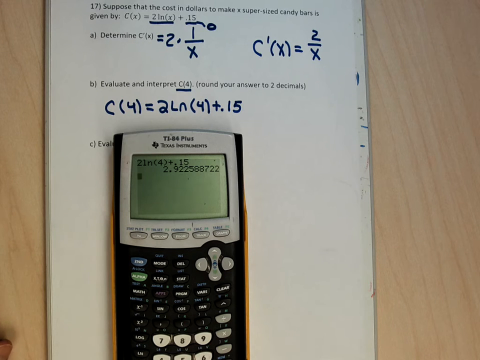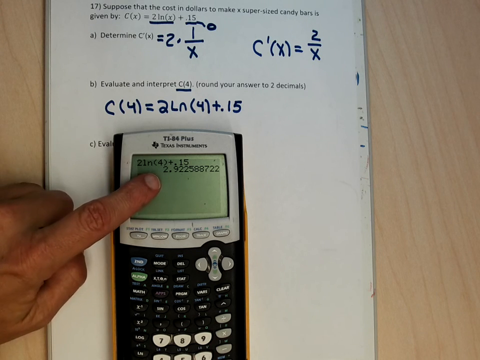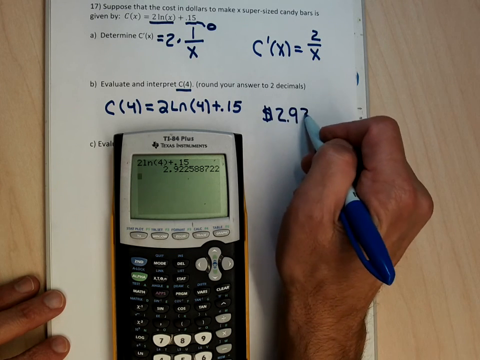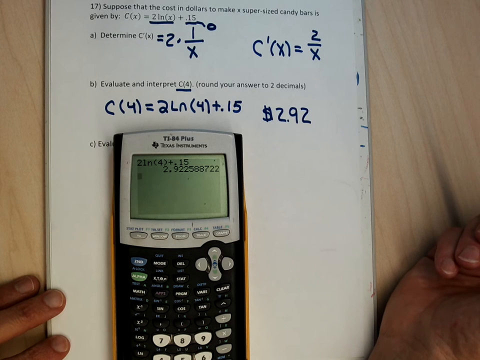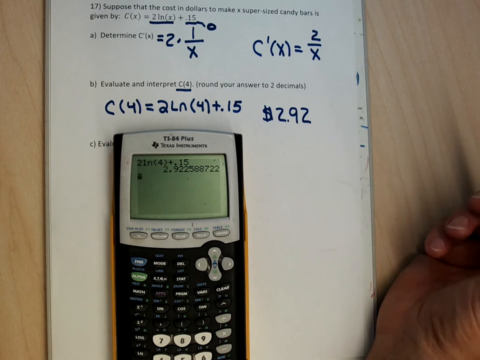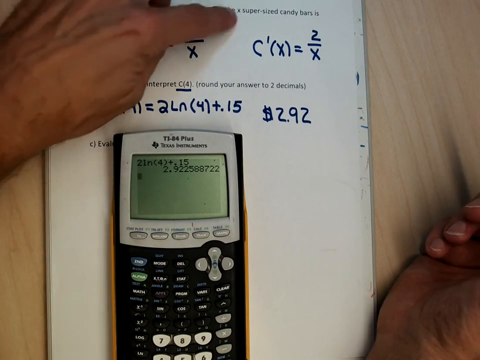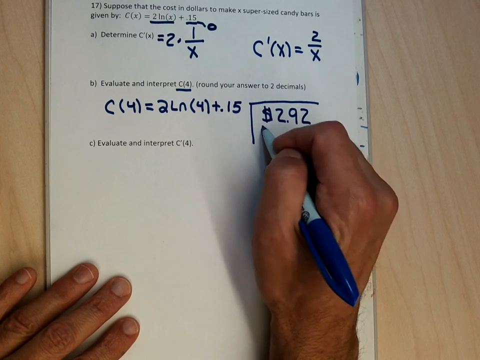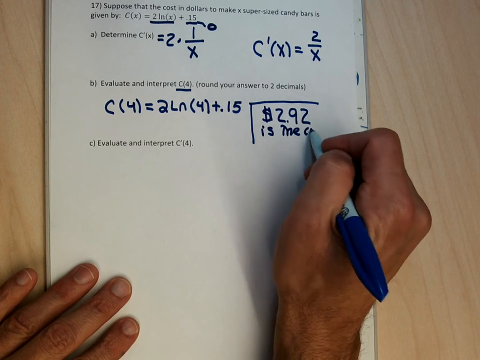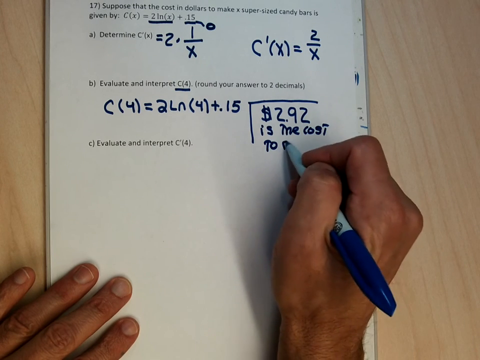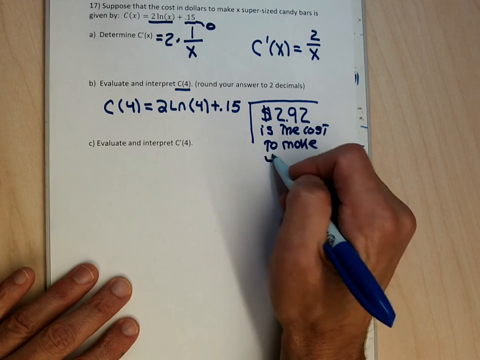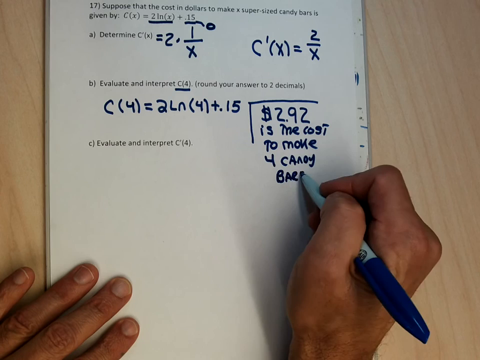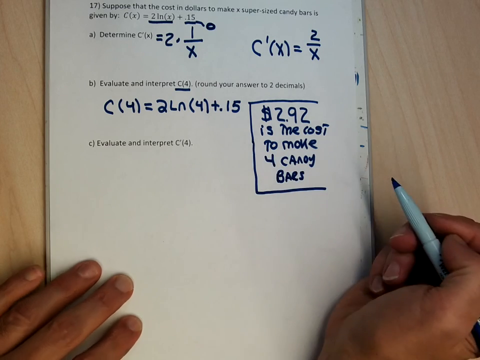I'm going to interpret my number here in a second. So numerically, I'm going to round to 2 decimals. And this is a cost function, so this is giving me a cost. If I want to interpret my answer, it's going to cost a total of $2.92 for this company to make 4 of these supersized candy bars. So I'll say $2.92 is the cost to make 4 of these candy bars. So does that make them like about 75 cents a piece or so?